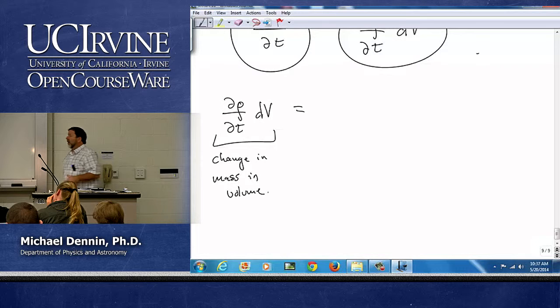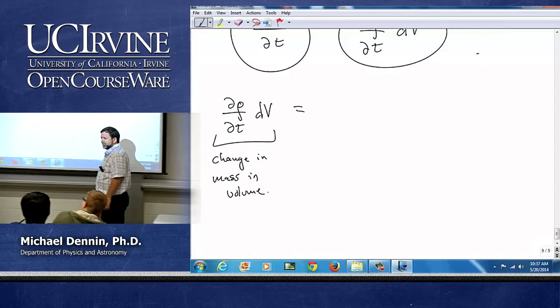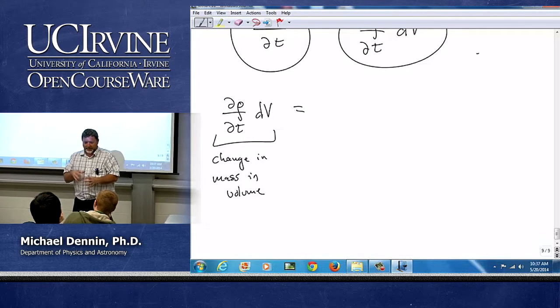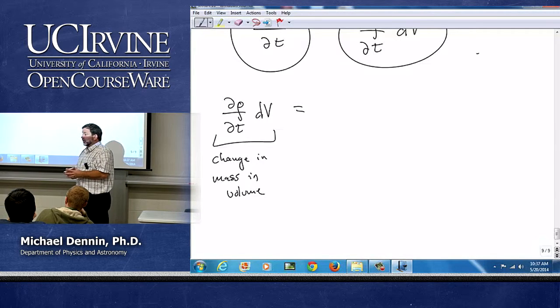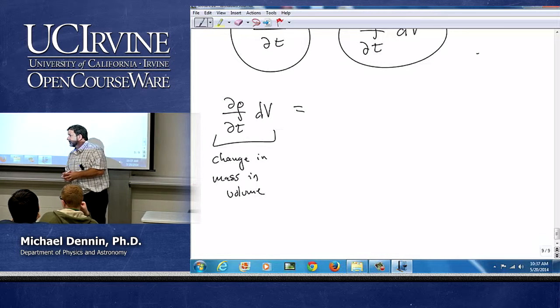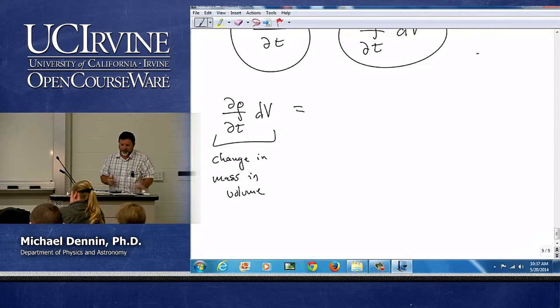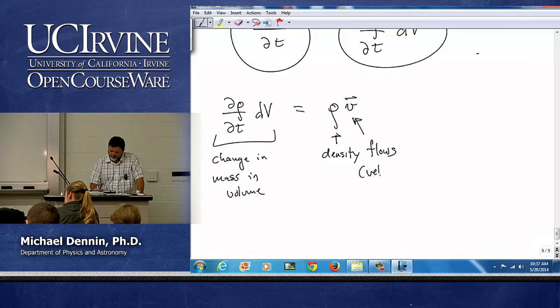How can that mass change? If I have a volume, how can the mass inside my volume change? Okay, so stuff can flow in or out, which is what? Flux. So we've already defined flux, okay? And mass flux will be the density that flows. So this really is a velocity here.